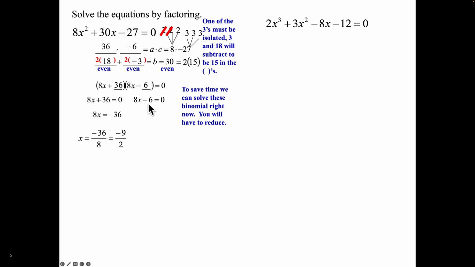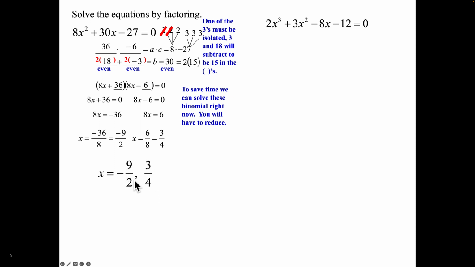Set it equal to 0, add over the 6, divide by 8. 6 over 8 reduces by 2. That's where we remove the GCF of 2. This is where you're removing it here. So you either take it out at the beginning or you can take it out at the end. Either way, it's pretty much the same amount of work. So my answers are negative 9 halves and 3/4.